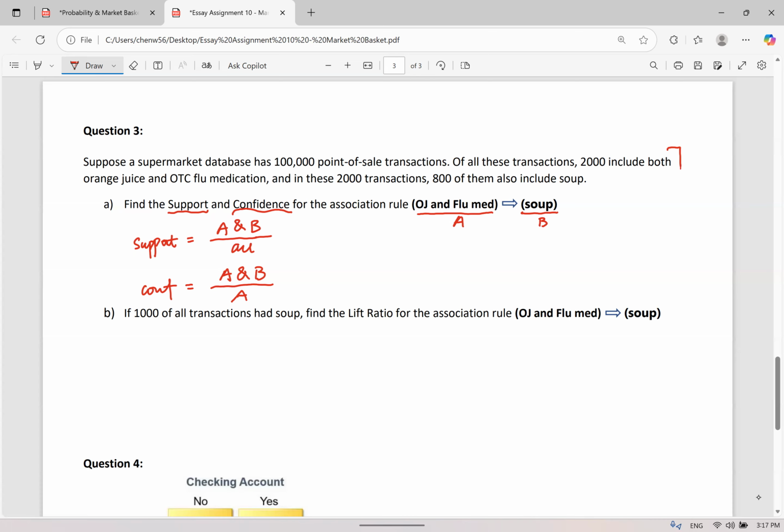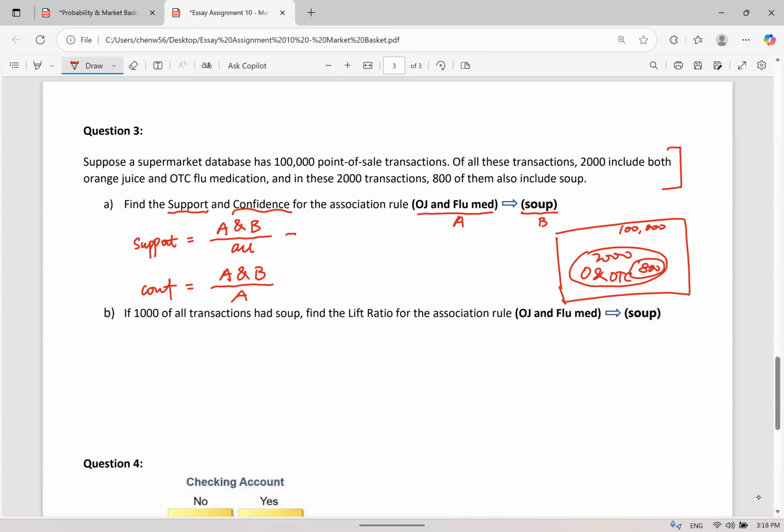Try to find the relationship of these three items. That means totally you have 100,000 transactions, right? And of these transactions, 2,000 of them contain both orange juice and the OTC flu medicine, right? And then within these 2,000 transactions, 800 of them also contain soup.